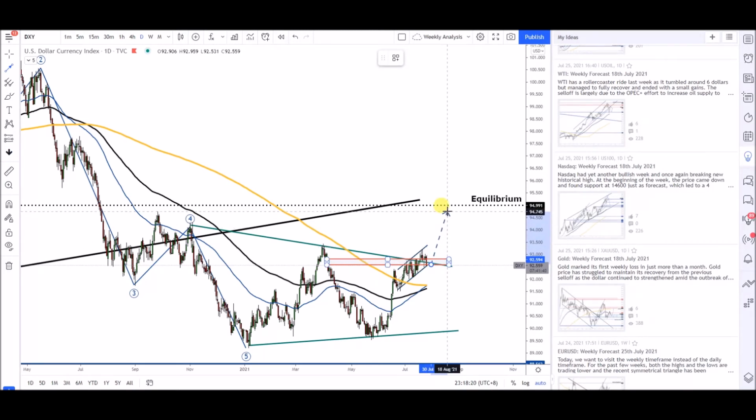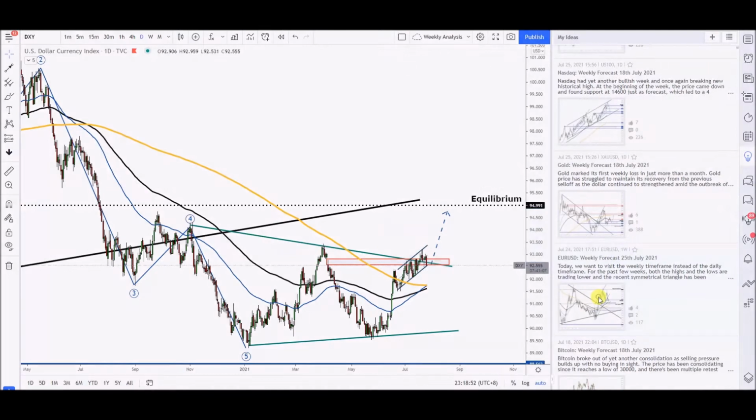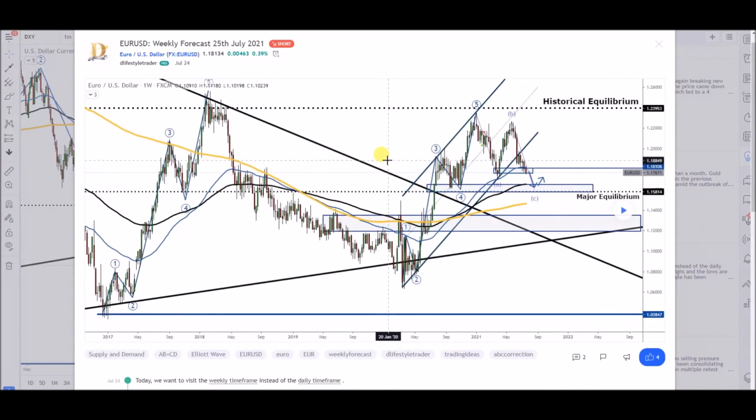back to the equilibrium level, because fundamentally right now the dollar is actually strengthening due to a risk-off market, because of the Delta variant that's causing the recovery of the economy to be halted in a way, which is why the dollar is strengthening. Alright, so let's look at what we have posted for the week. So first of all, we have the euro against the US dollar.